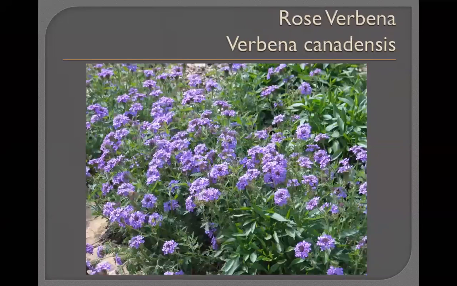Rose verbena, Verbena canadensis. You see this in rocky outcroppings in the Flint Hills, so you know that it needs more consistently drier conditions. Too much moisture and it's not going to be happy. Too much fertility and it's not going to be happy. Blooms in the springtime, and then if we get some late season rains, it may repeat bloom later in August, September. But most of the bloom is concentrated in the spring months.